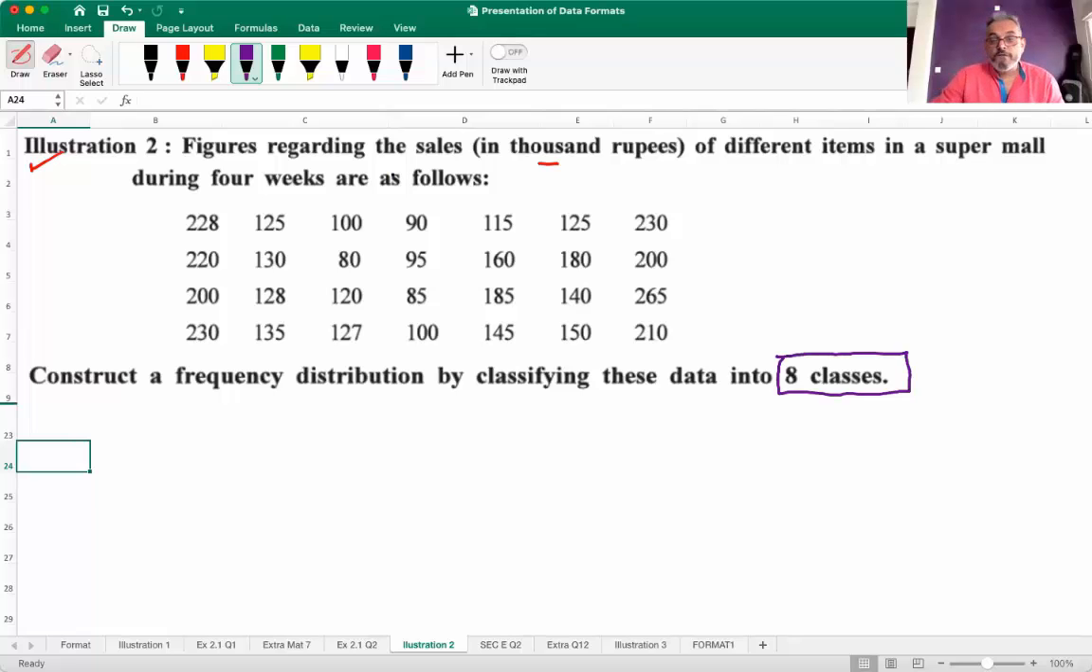So now, first of all, let's find out which one is the minimum observation. Which is the minimum observation? Can you tell me? 85, 50. 80 seems to be one. 80? Yes, sir. 80. So make a circle on 80.